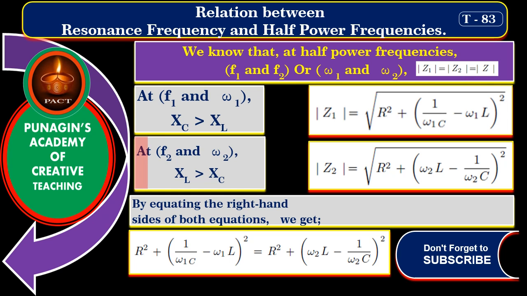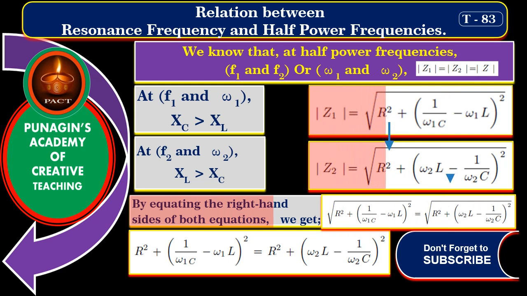Similarly, at f2 and omega 2, xl is greater than xc and mod of z is equal to square root of r squared plus into bracket omega 2l minus 1 upon omega 2c whole square. By equating the right hand sides of both equations, we get this equation, and by removing the square root, we get this equation.